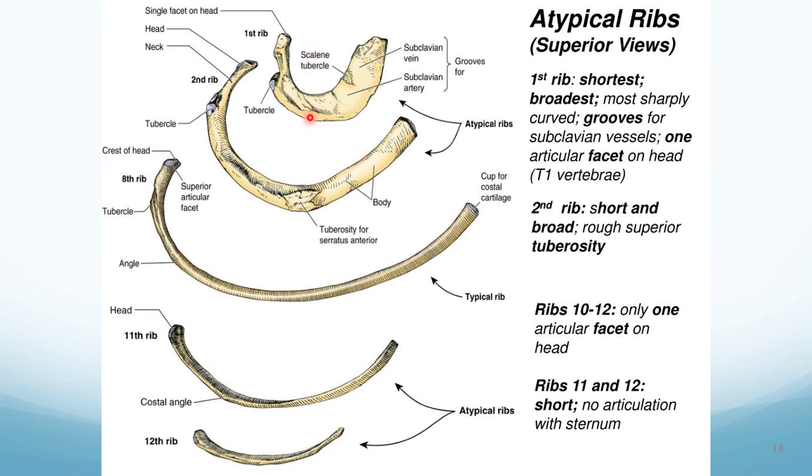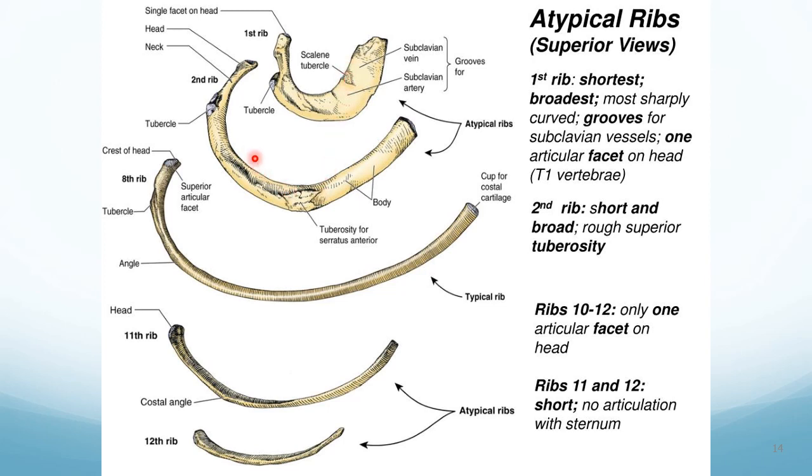Atypical ribs include the first rib, which is atypical. Why is it atypical? The first rib has superior and inferior surfaces instead of outer and inner, and inner border and outer border instead of outer and inner surfaces. The angle of this rib coincides with its tubercle. The head carries only one articular facet. This point shows the scalene tubercle, the insertion for scalenus anterior muscle.